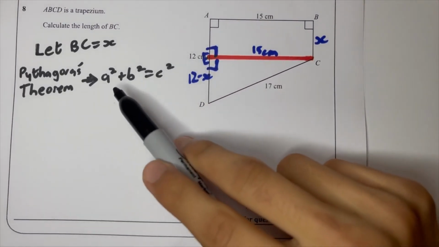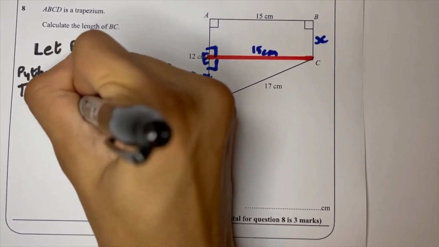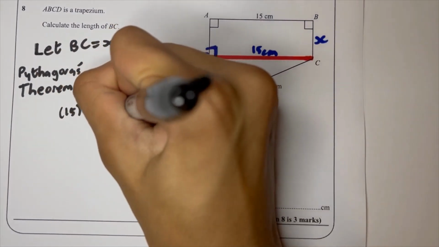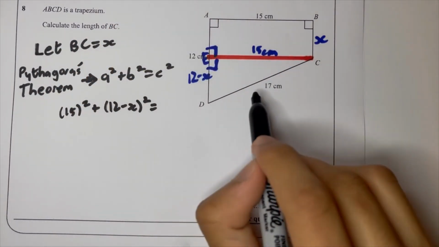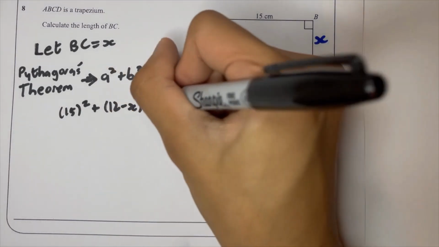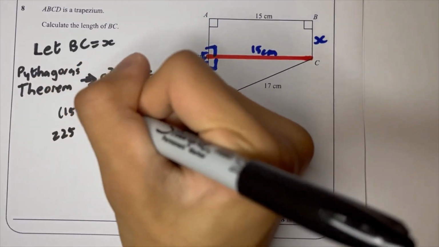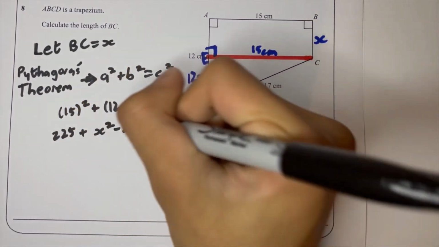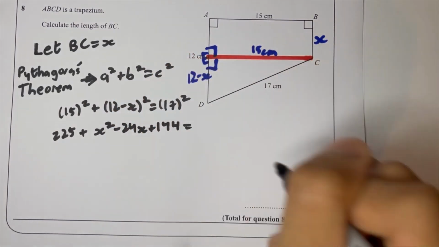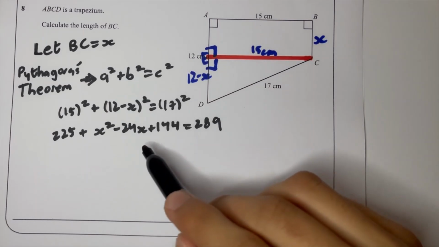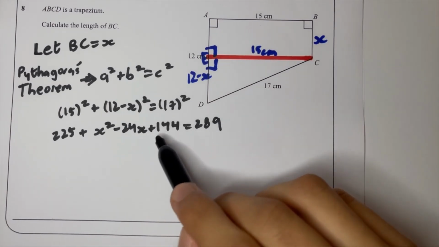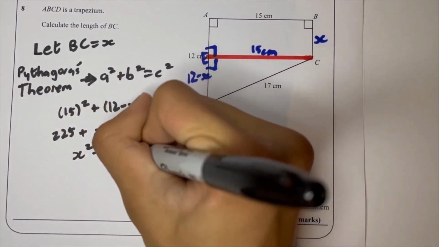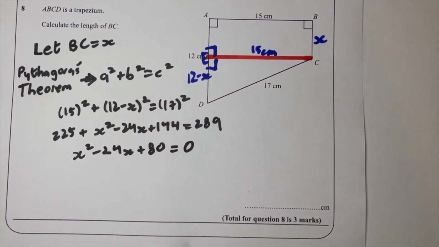If we let 15 centimeters be our a, we've got 15 squared plus, and we'll let 12 minus x be equal to b, 12 minus x squared, which is equal to 17, which is length c squared. Now expanding these brackets, we have 225 plus x squared minus 24x plus 144 equal to 289. We can simplify the constants in this equation by subtracting 289 from both sides. This leaves us with x squared minus 24x plus 80 is equal to 0.